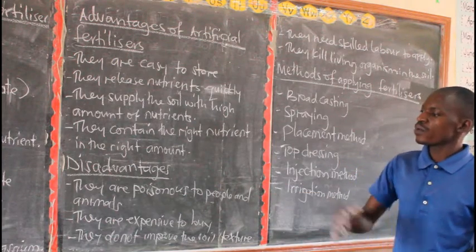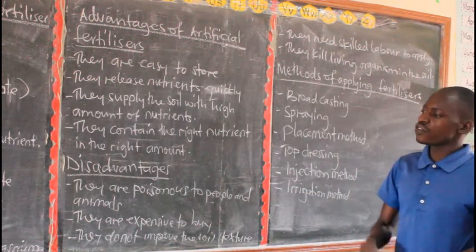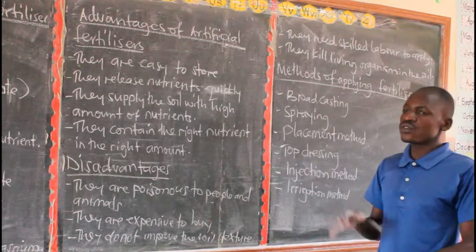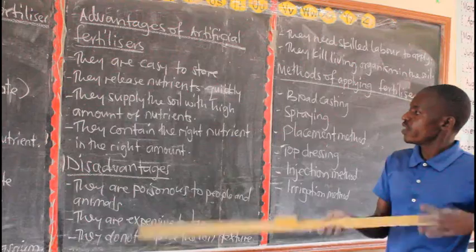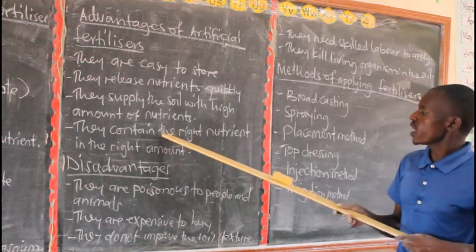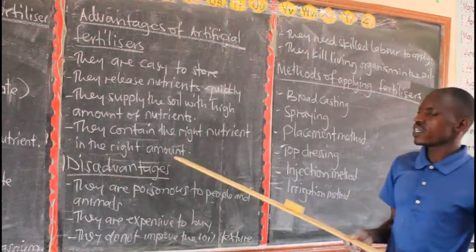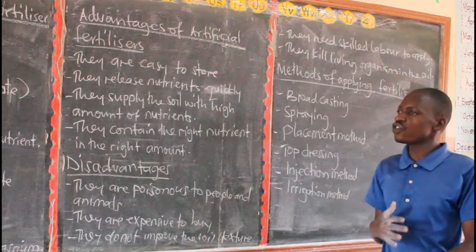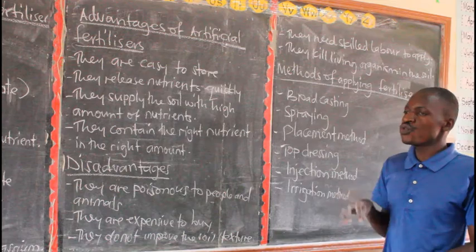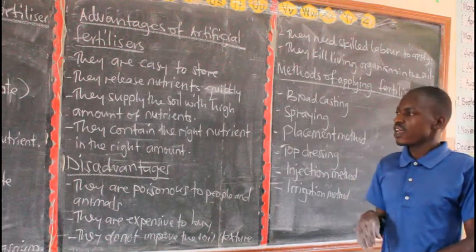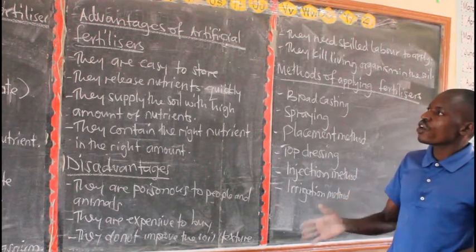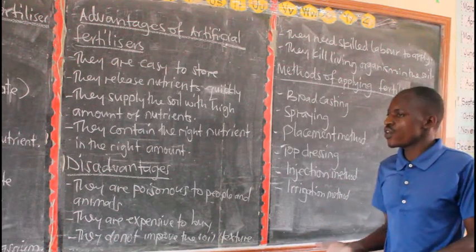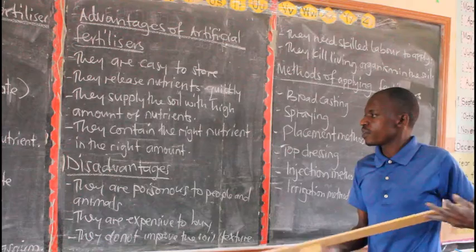If, for example, you are putting NPK, the plant is going to get nitrogen, phosphorus, and potassium. Then, they contain the right nutrient in the right amount. After examining your soil and seeing that the plants are lacking a nutrient, it is easy for you to know which fertilizer to buy. Either you buy CAN, or you go for straight fertilizers and buy only nitrogen fertilizer if the plant needs only nitrogen.